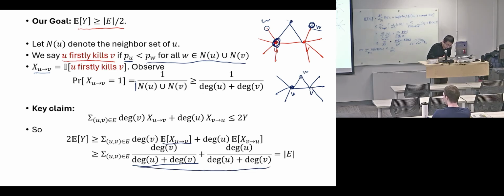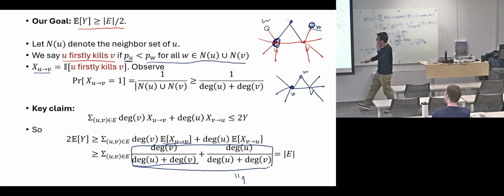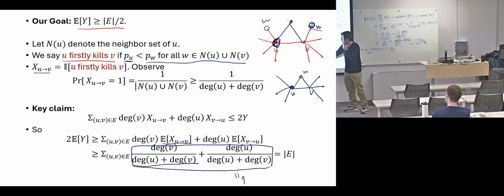And what is this? This whole thing is 1. So you just sum over 1, sum of 1 for e many terms. So this is e. Okay. So assume this key claim, then we are done. Okay. So let's try to prove this.